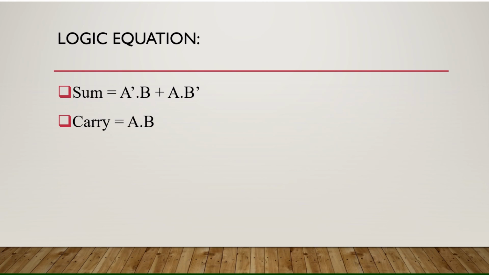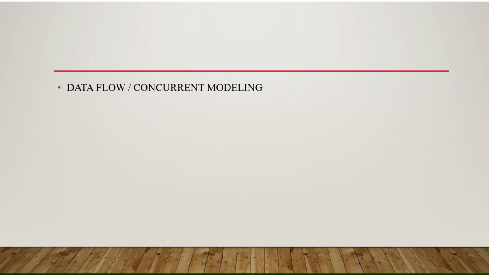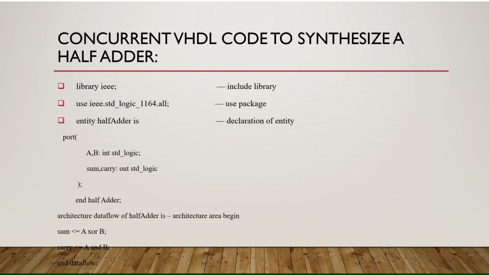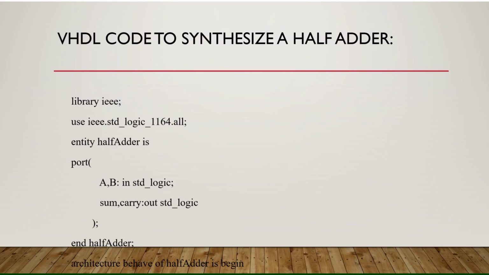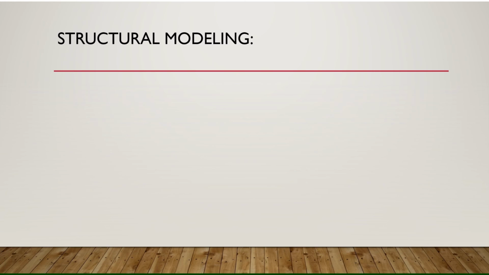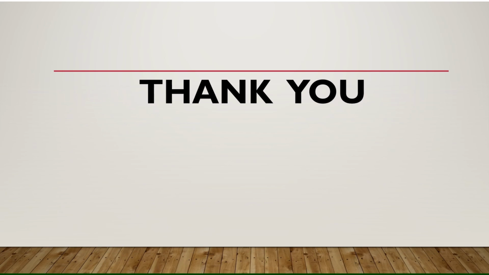Here sum is equal to A dash dot B plus A dot B dash, carry is equal to A dot B. Next we are going to see modeling styles in data flow and concurrent modeling. This is the VHDL code to synthesize a half adder. Next, behavior modeling. This is the VHDL code. We are going to see structural modeling. For structural modeling, this is the VHDL code to synthesize the half adder. Thank you.